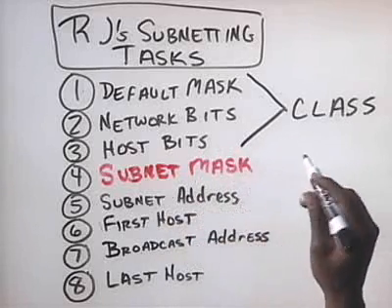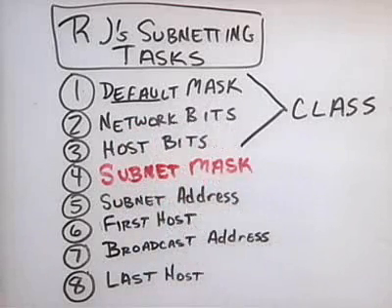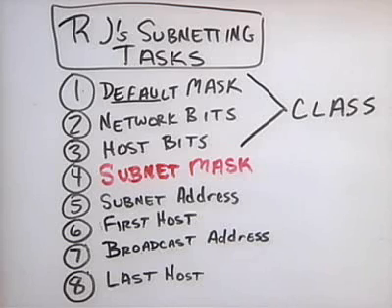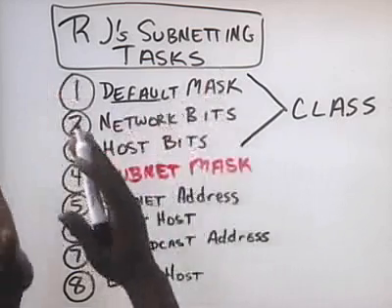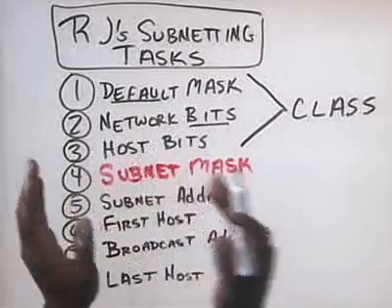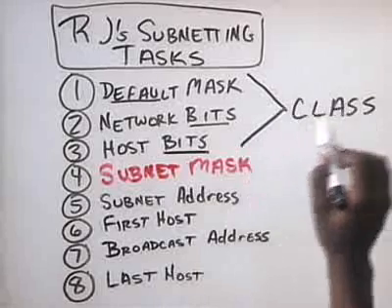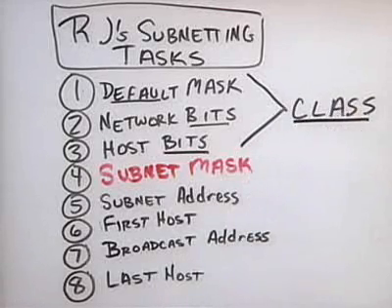Each one of those classes has a unique default mask. Class A has an 8-bit default mask, Class B has a 16-bit default mask, and Class C has the 24-bit default mask. That default mask indicates which portion of the address is going to be network bits and which portion of the corresponding address will be the host bits. So all 3 of these pieces of information can be derived simply knowing one thing, the class of the address.